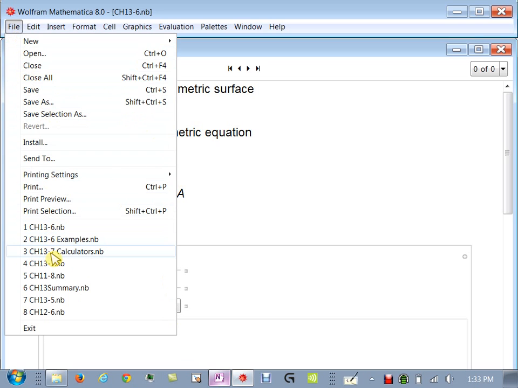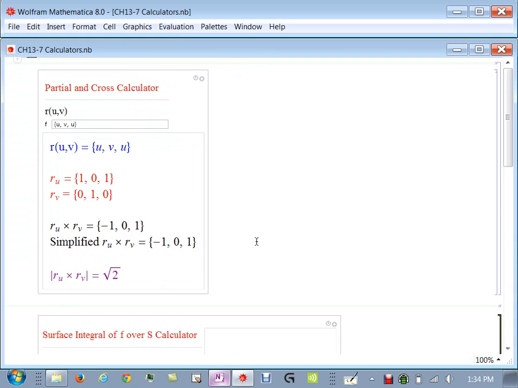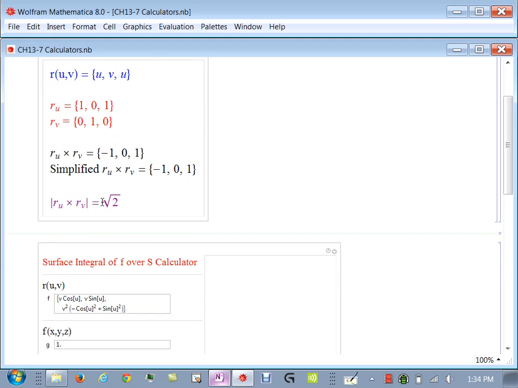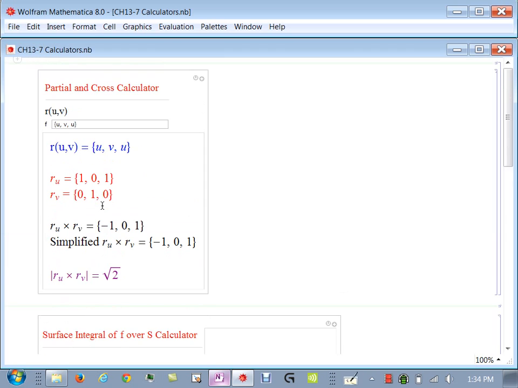So last night I was watching the Oklahoma City game. I said, man, wouldn't it be nice if I just made a thing that crossed our products for us, did the partials, did the cross product, simplified it, and then found the magnitude. So I did that. And it works pretty good.